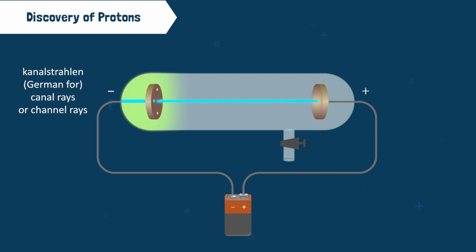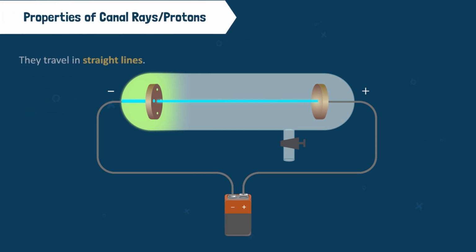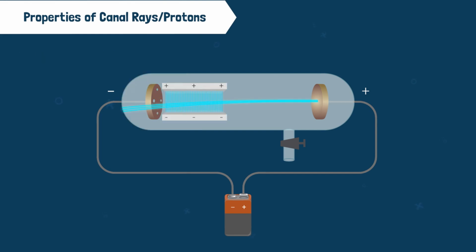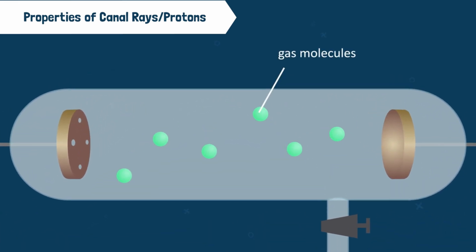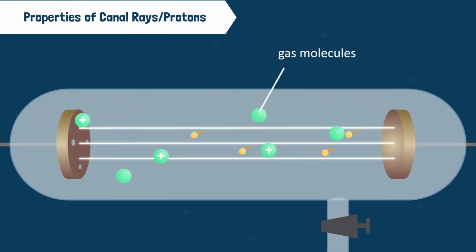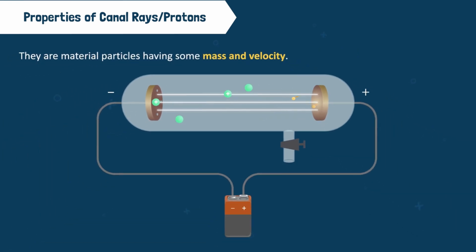Like cathode rays, these rays also traveled in straight lines, but from the anode to the cathode. In the presence of an electric field, they deflected towards the negative plate. This showed that they were positively charged. It was observed that these rays did not originate from the anode. Instead, they were produced when the cathode rays or electrons hit the gas molecules in the discharge tube and knocked electrons out of them. This ionized the molecules into positive ions, which moved towards the negative electrode.